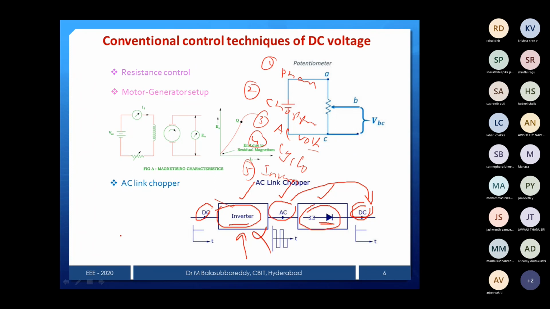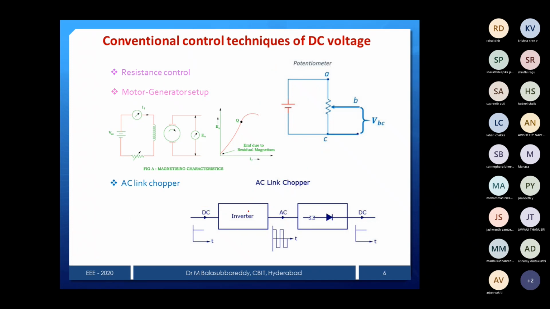So to get variable DC, we are using two controllers. That is the major problem in this case. Once we are using semiconductor devices in a controller, automatically the harmonics problem also comes into the picture. And to filter out those harmonics, again we require filters. So we need more filters to filter out the harmonics. So that is the problem.